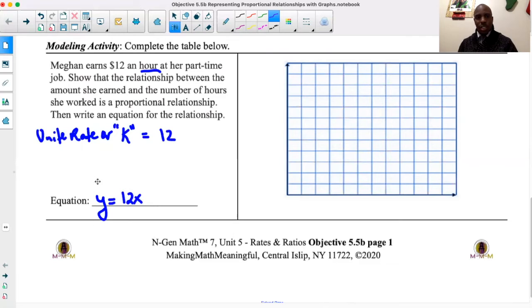Now, what does this mean? This means that Megan makes $12 every single hour. $12 every single hour, right? If you need to, you understand that it's earned per hour, or yeah, I can write earned per hour.